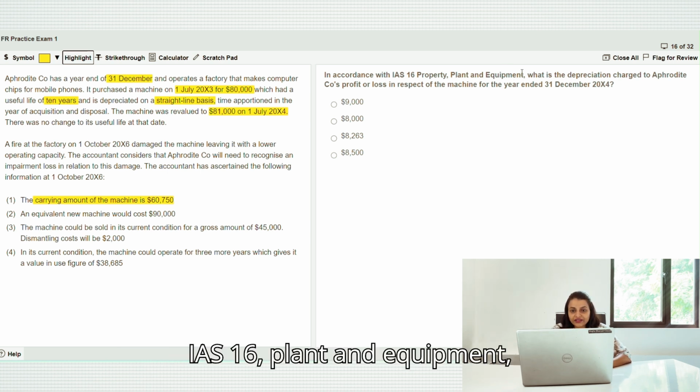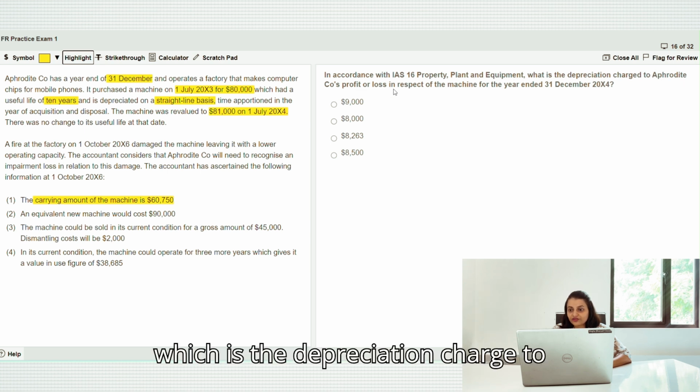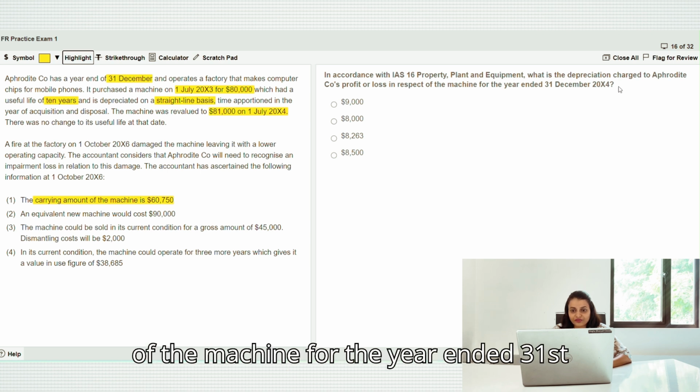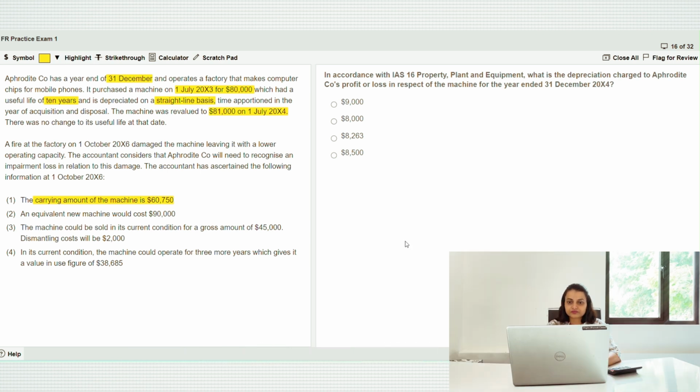In accordance with IAS 16, Property, Plant and Equipment, what is the depreciation charge to Afroid Co's profit and loss in respect of the machine for the year ended 31st December 2014?